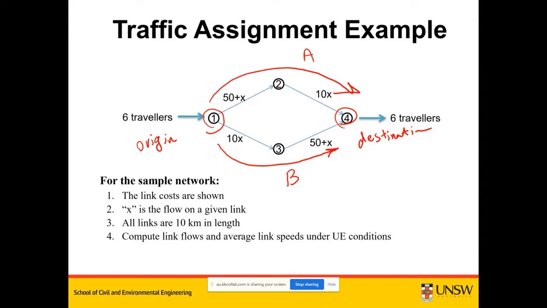Each link in the network also has a link cost, which is not fixed. It is dependent on the X value, where X is the link volume. I have 2 links here and 2 links here, and each of them has a travel time or travel cost function. X is the flow on a given link. All links are 10 kilometers in length. What we want to do in this example is compute link flows and average link speeds under UE conditions. For now, forget about average link speeds. Let's focus on calculating the link volumes under user equilibrium conditions.